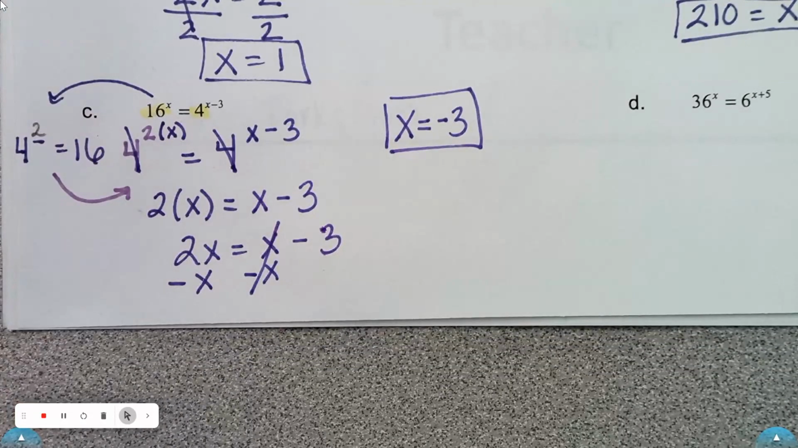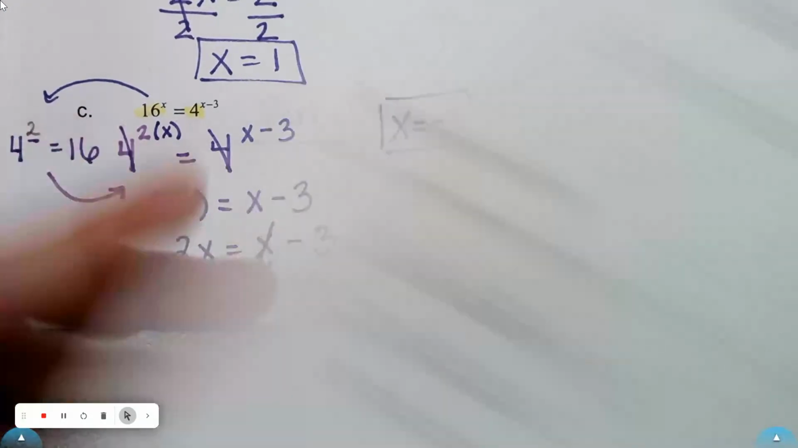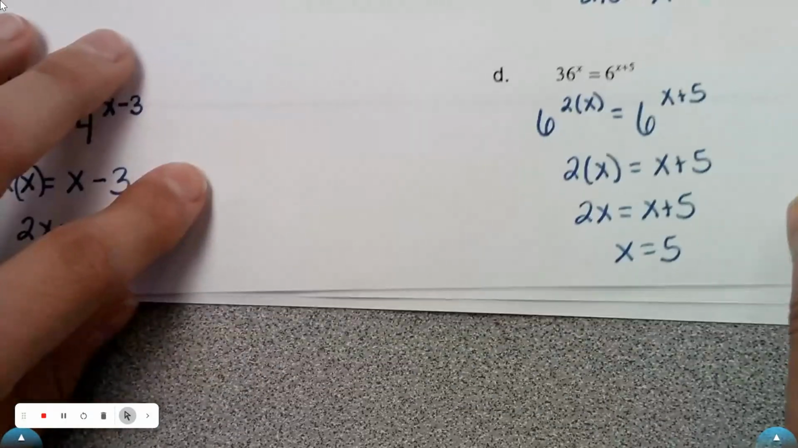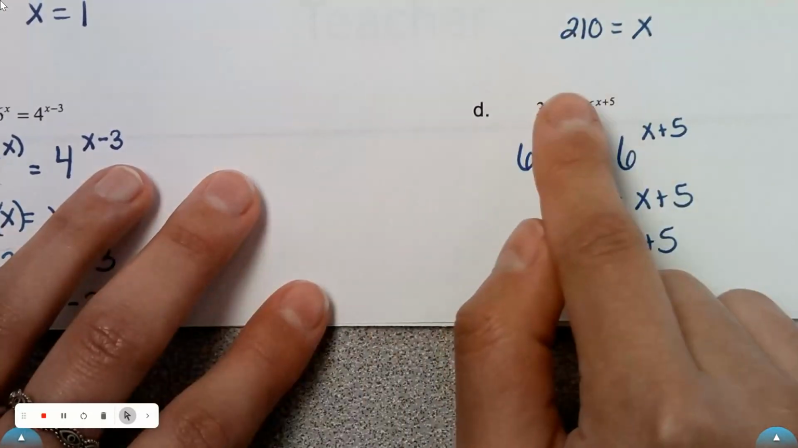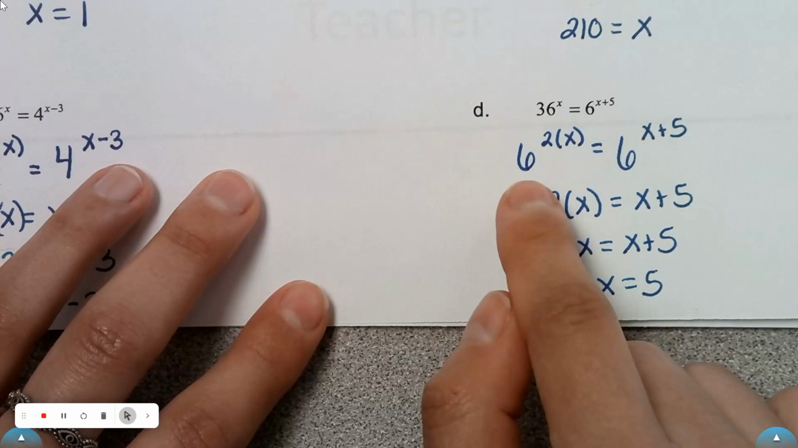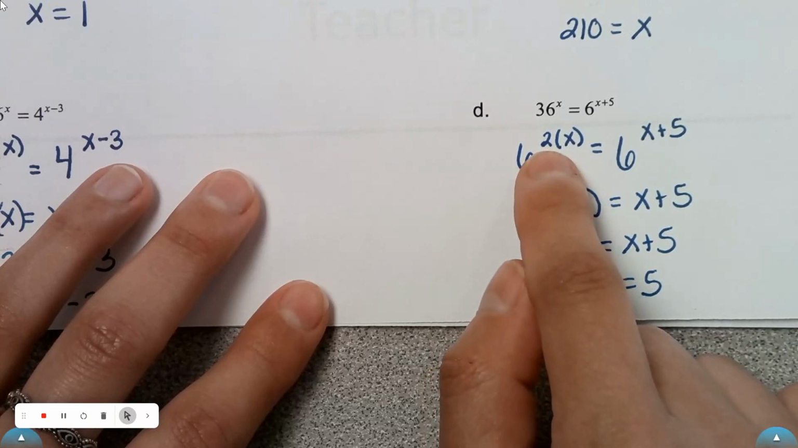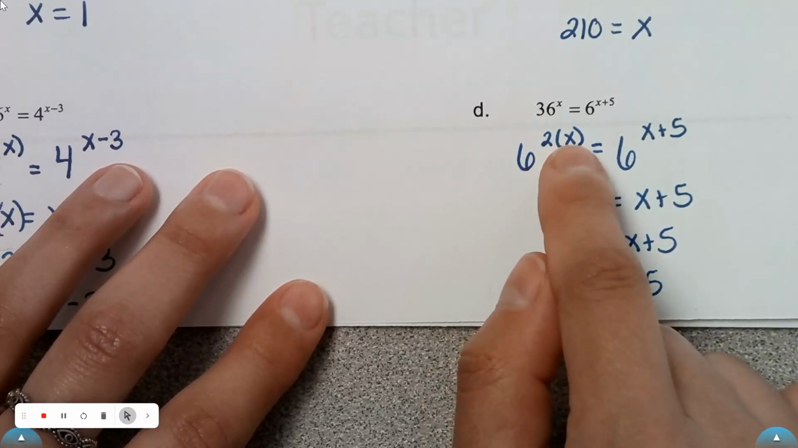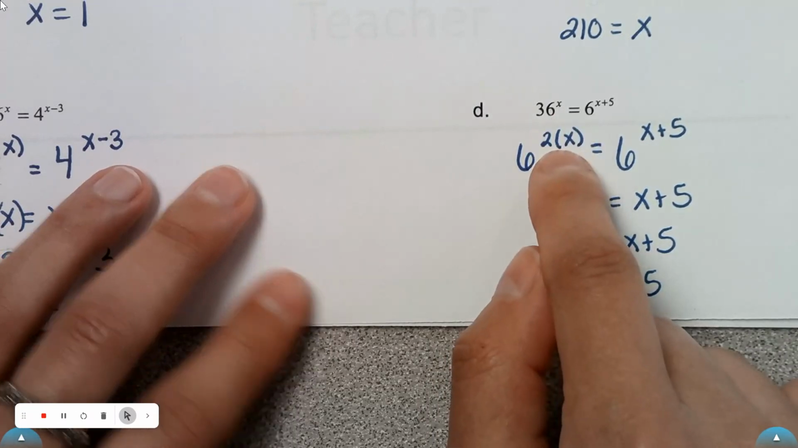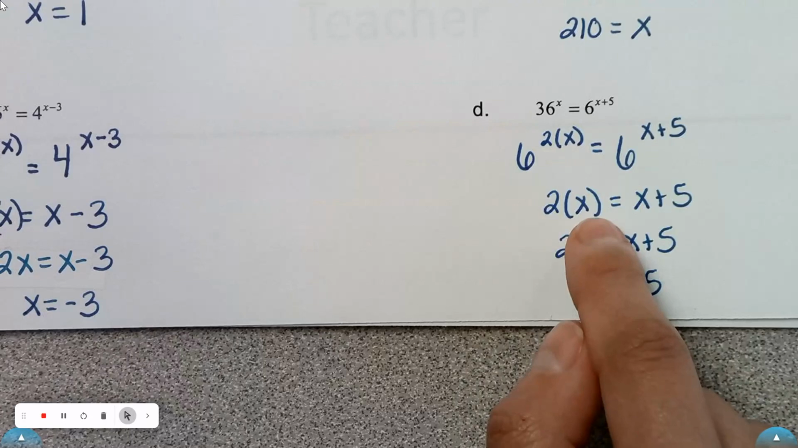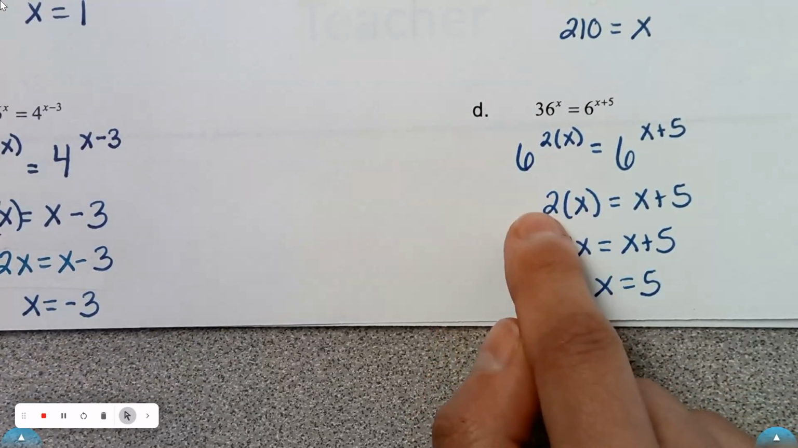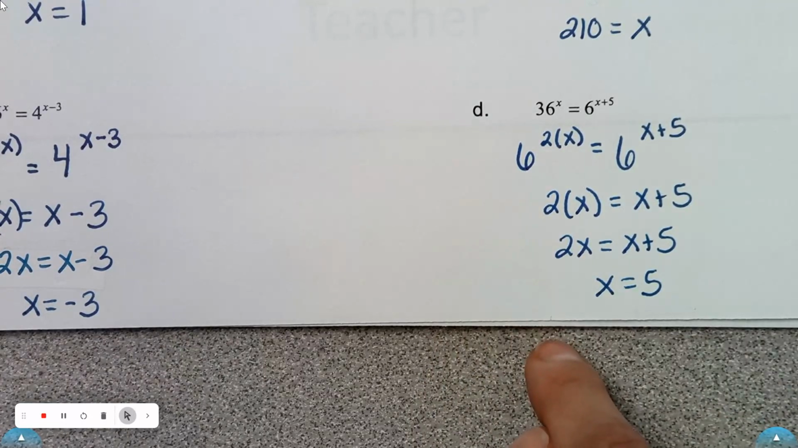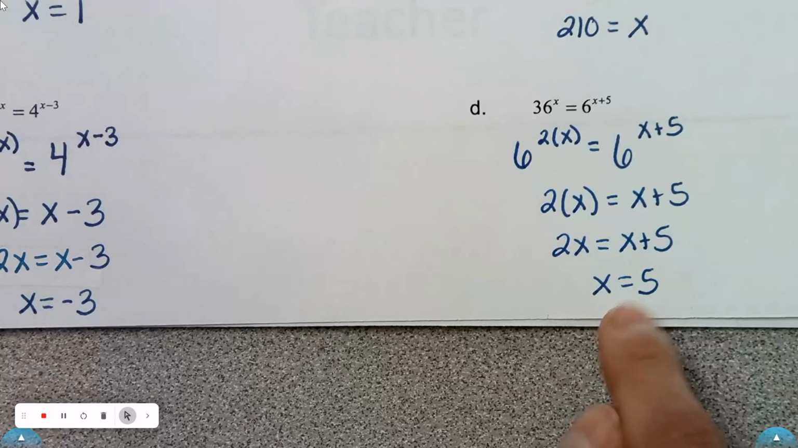Okay, so here is the work for letter D. Okay, so you have to change the 36 because it's bigger. It becomes 6 to the second power, plus I have to multiply that x, right? Because that x is already in the air. Then, since my 6's match, I can cross them out, bring down my exponents, and in the end, I get x equals 5.